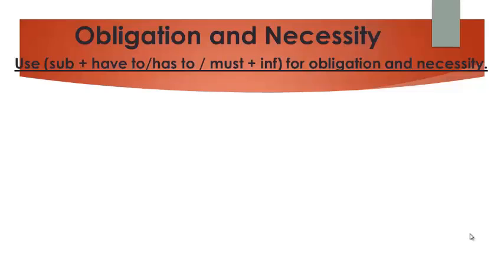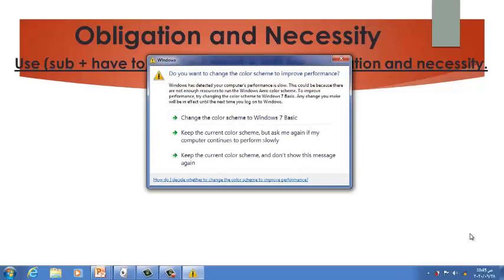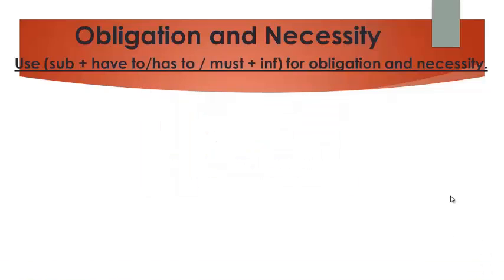Let's start over. Use the subject plus have to, has to or must plus the infinitive. The infinitive is the first form of the verb, the main or basic form of the verb, like go, study, not studied, not went, not gone. So we use subject plus have to, has to, or must plus infinitive for obligation and necessity, to talk about rules or things that are necessary, very important. Necessary means very important.